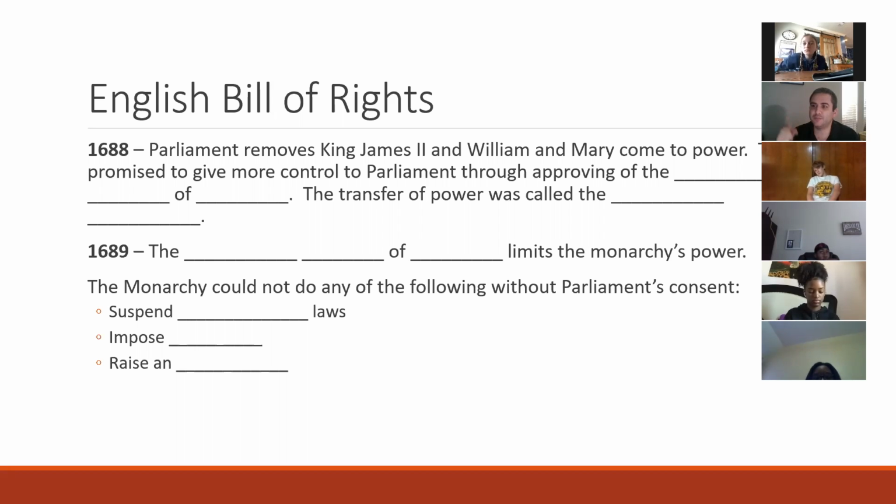What do y'all think? Should the monarchy be able to impose taxes on the colonists if the colonists are represented by Parliament? Wait, can you repeat that one more time? Okay, so the colonists are not represented by Parliament. Here, it says the monarchy cannot impose taxes without Parliament's consent. Okay. If the colonists aren't represented by Parliament and the king chooses to tax the colonists, is that tax just?